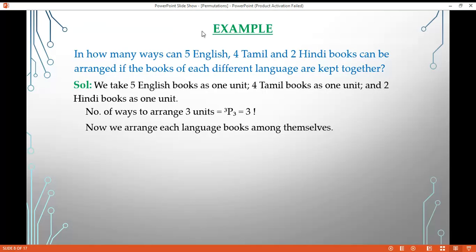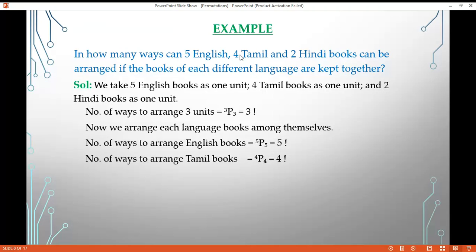So what is the number of permutations to arrange five English books? That is 5P5, so that is 5 factorial. To arrange the four Tamil books separately, that is 4P4, 4 factorial. To arrange the two Hindi books separately, that is 2P2, 2 factorial.